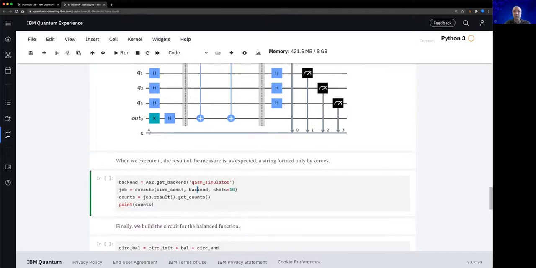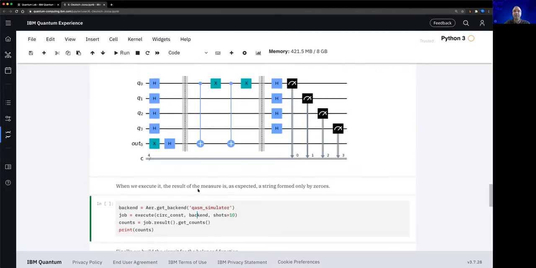And now we are going to execute this circuit, and remember that the output of the Deutsch algorithm is: the function is constant if what we measure is 0, and the function is balanced if what we measure is different from 0.